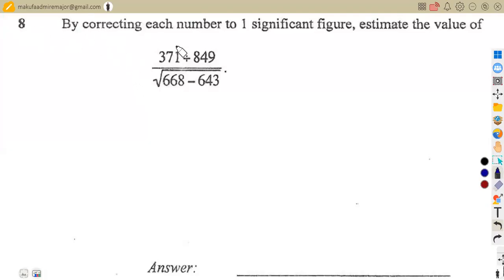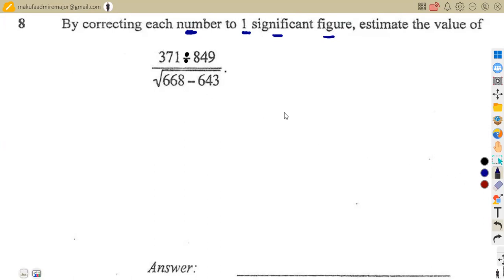Number 8, by correcting each number to one significant figure, estimate the value of. Take note, by correcting each number to one significant figure. Each number. All right, so we have got 371 divided by 849. So we are going to estimate each part.